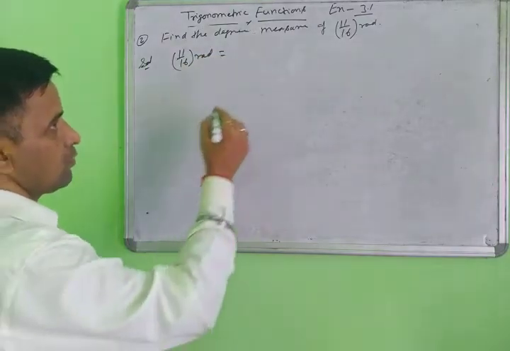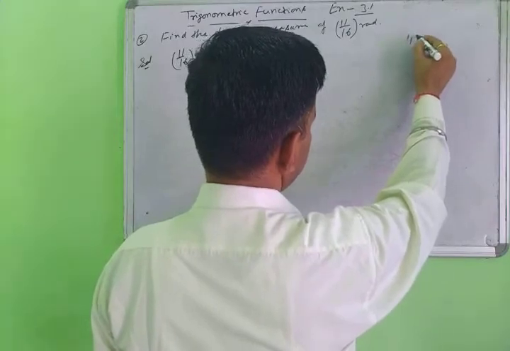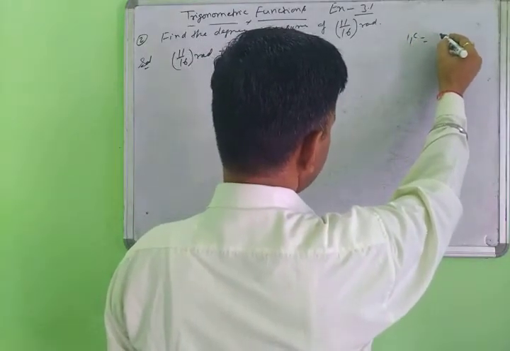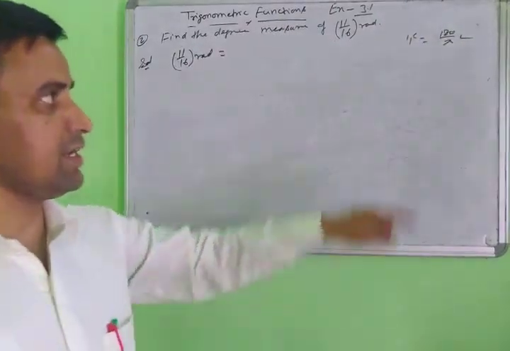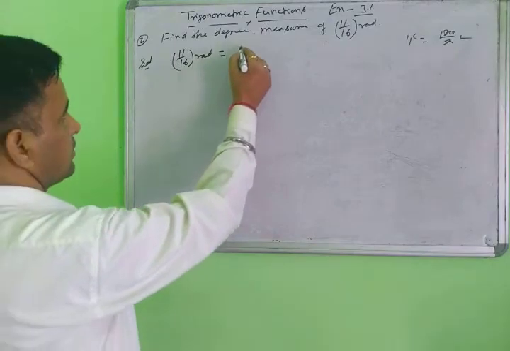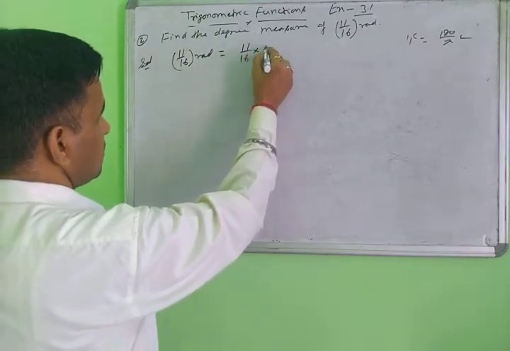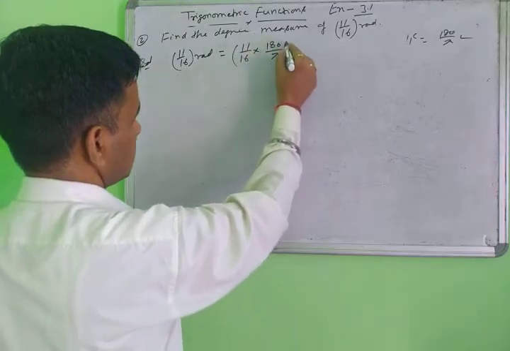You know that 1 radian is equal to 180 degree upon pi. Using this identity, 1 radian equals 180 degree upon pi, so we take 11 upon 16 into 180 upon pi. This is converted into degrees.